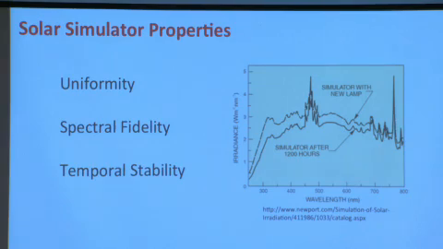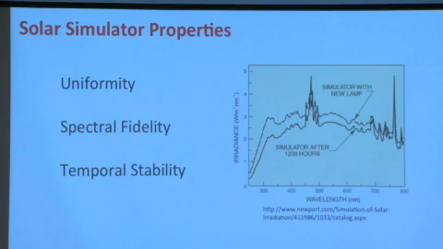Temporal stability is another major concern for solar simulators. On the right-hand side is just an example of the irradiance versus wavelength of a given light source versus time. And you can see there's a new lamp, and then after a certain work-in period of 1,200 hours.